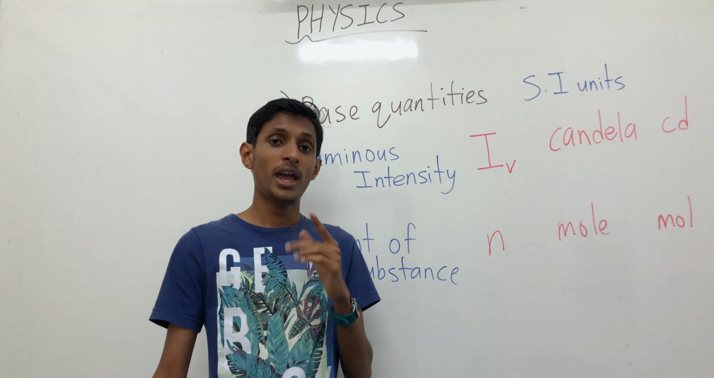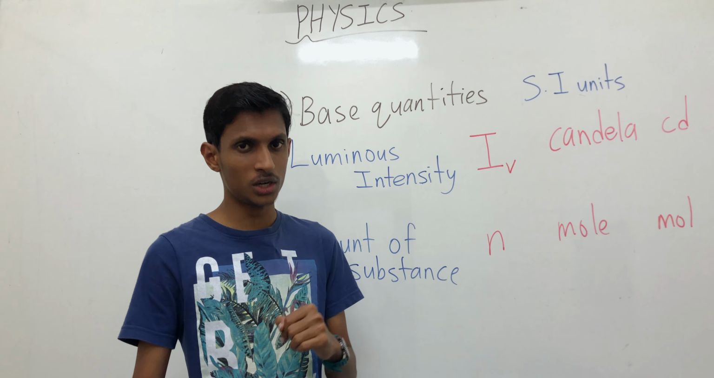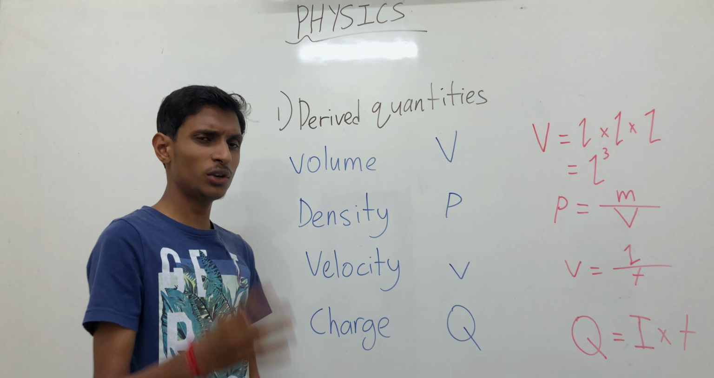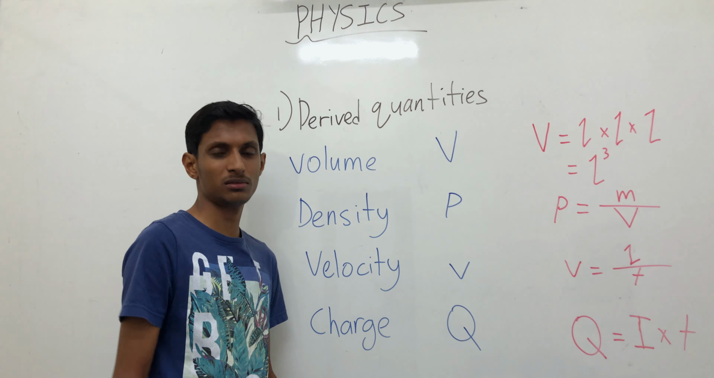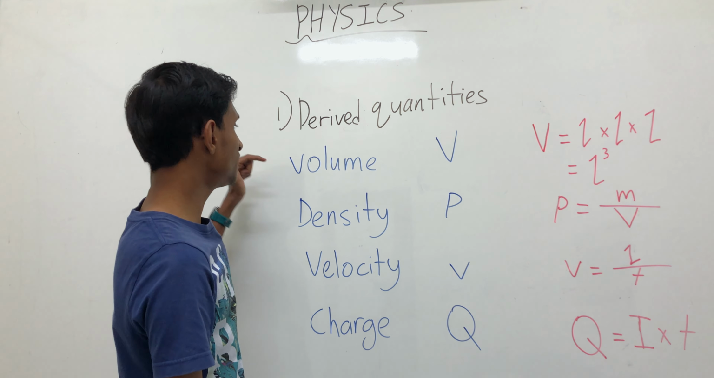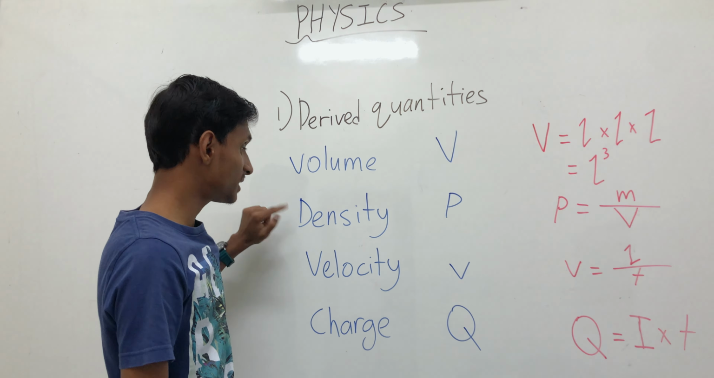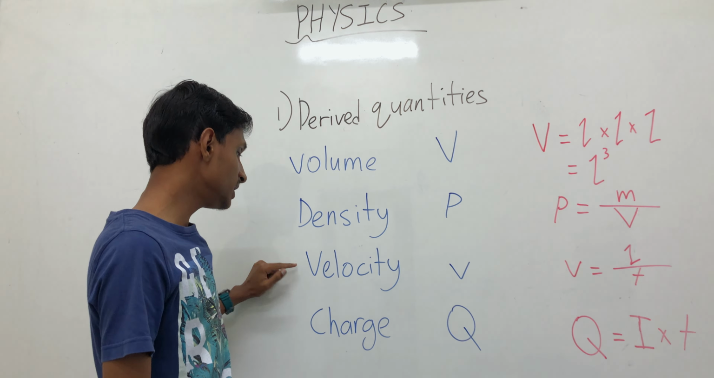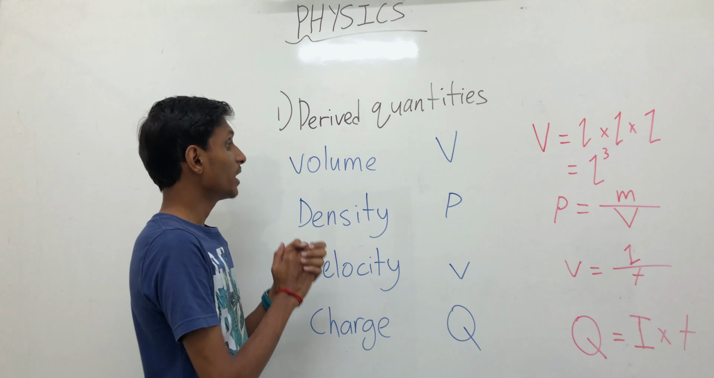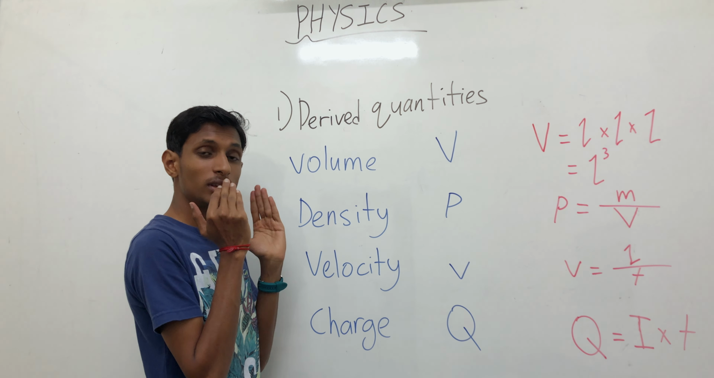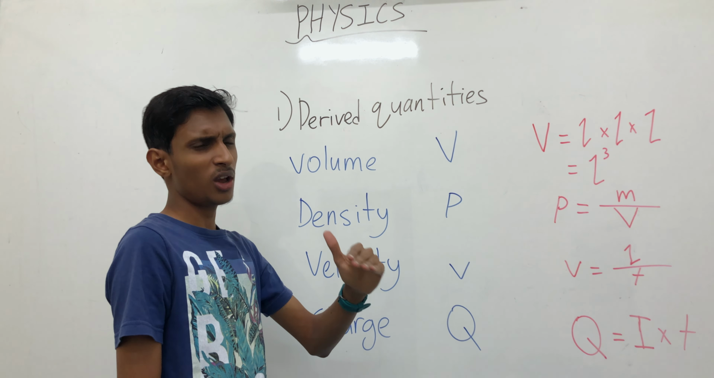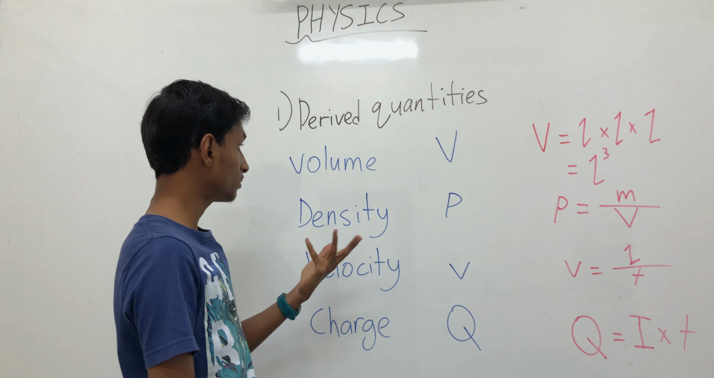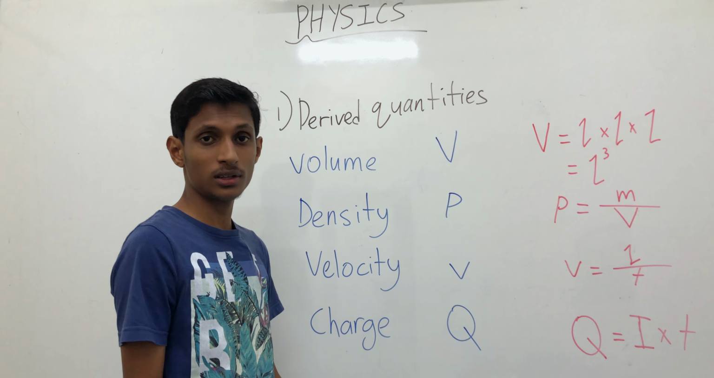Now let's take a look into derived quantities and what they mean. There are only 4 examples that you need to know and memorize if you want to, but try to understand them. The first is volume, the second is density, and also velocity and charge. Now there are no SI units to memorize for derived quantities, so there's less to memorize, and try to understand rather than memorizing.